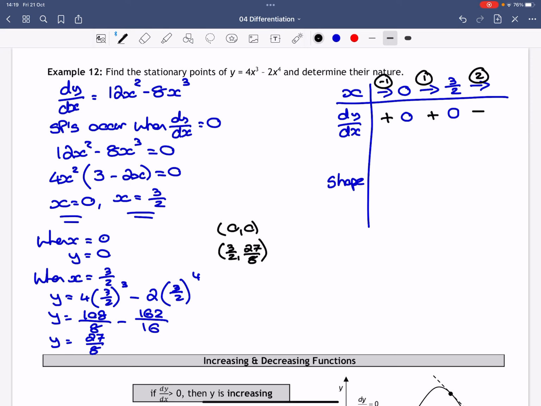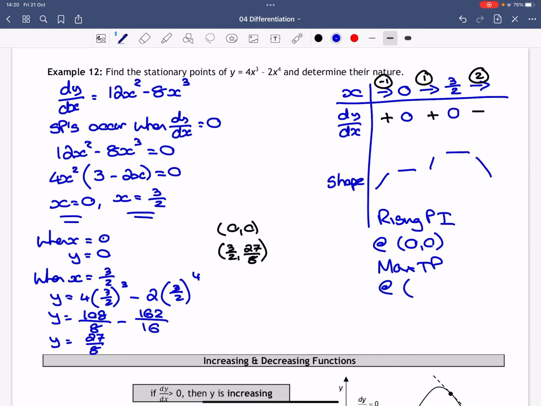So my shape is going to be up, along, and down. So I have, if it's up, along, up, it's a rising point of inflection. I'll just say rising pi at 0, 0. And then it's up, along, down, so it's a maximum turning point at 3/2, 27/8. So that's stationary points and their nature.